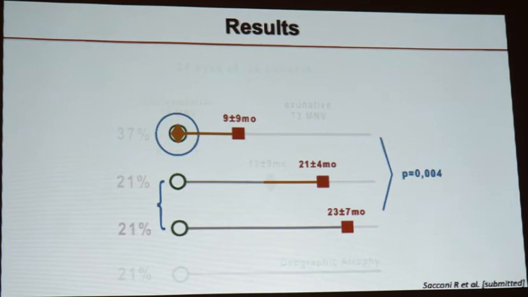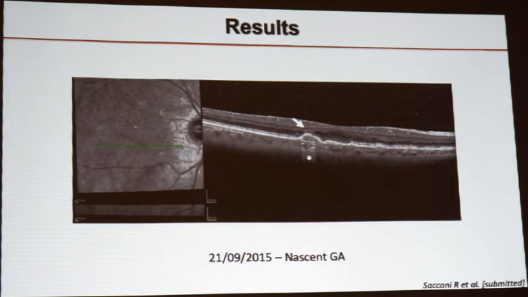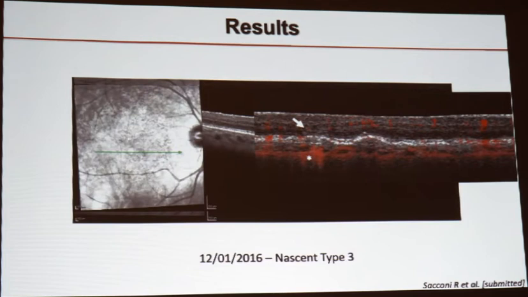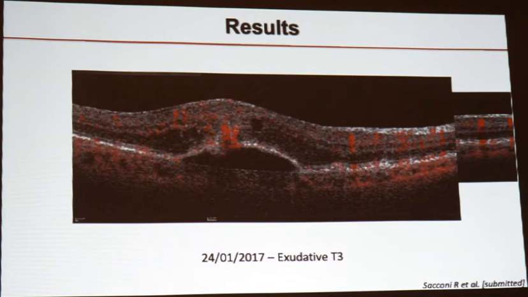And this is an example. This is a patient affected by drusen, in which there was a development of nascent geographic atrophy at the baseline, because you can see the backscattering effect below the drusen. And after that, there was again nascent geographic atrophy, but not only geographic atrophy, because there is a small hyperreflective focus with the flow using OCT angiography, so a nascent type 3 macular neovascularization. And again, after that, an increase in the flow of the neovascularization with a contact with the RPE space, and after that, the development of an exudative type 3 macular neovascularization. So, today we are able to detect the preclinical stages of exudative neovascularization.